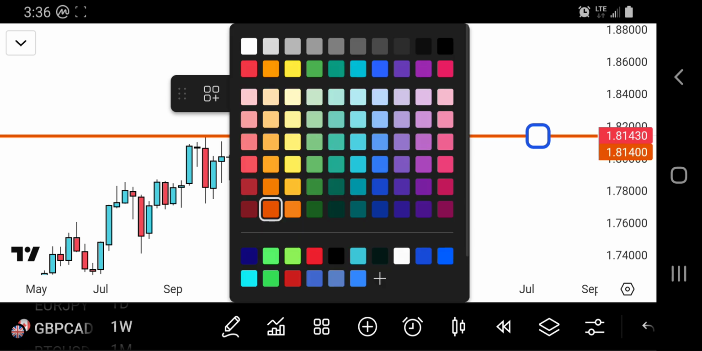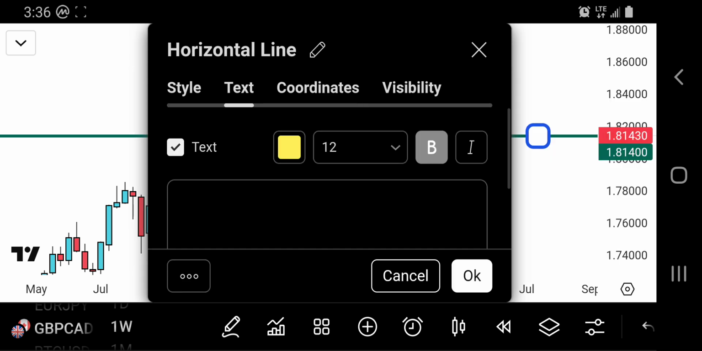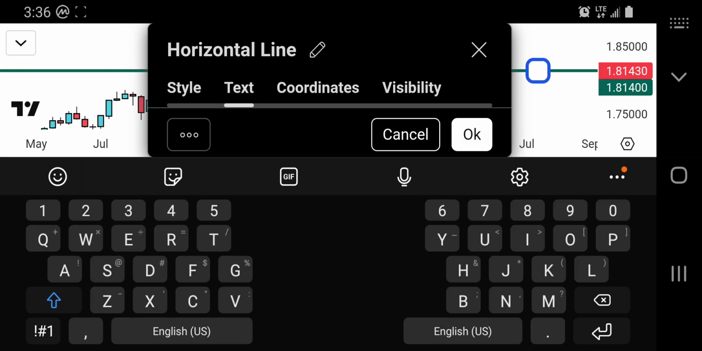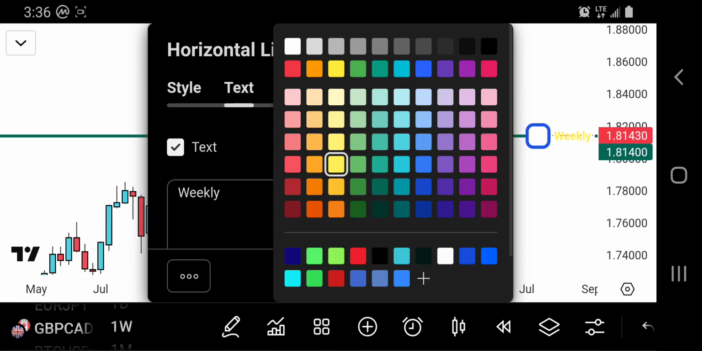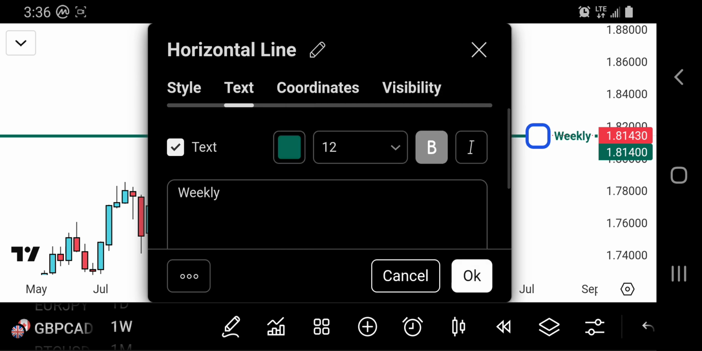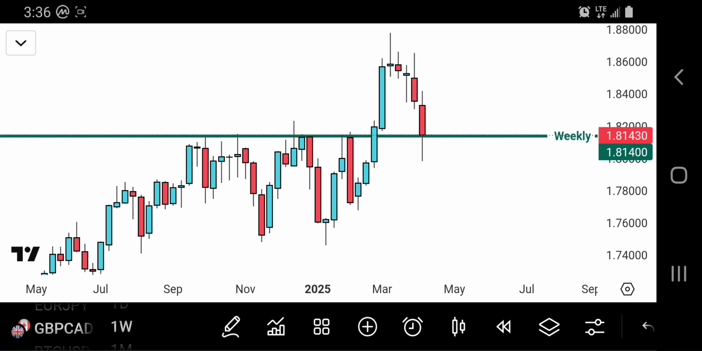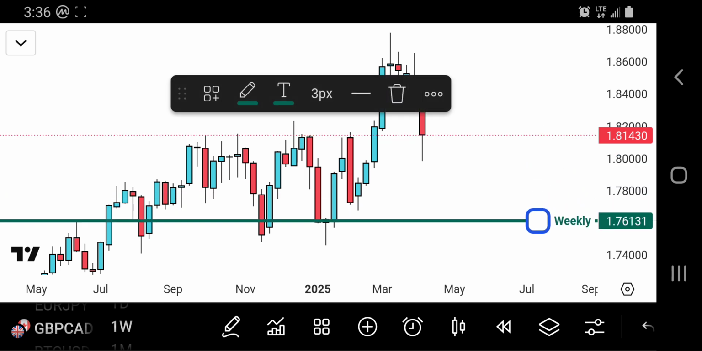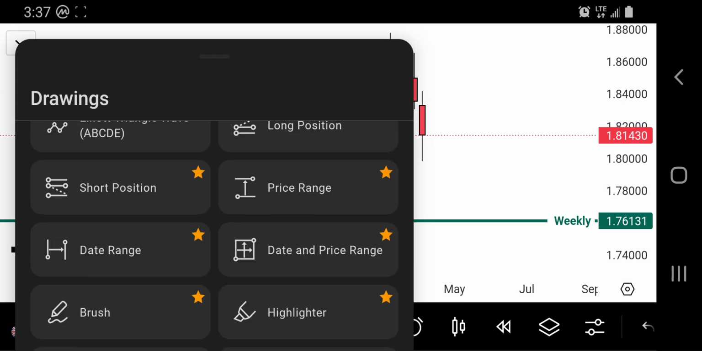No, I think that's too shiny. This, we're going to go for green. We're going to label it. Okay, weekly. And we're making it the same color. Keep it in the middle. Okay, so you see right there, we labeled it weekly. Okay, now let me show you where I'm going to take my placement base off. Let me just pick the arrow too.